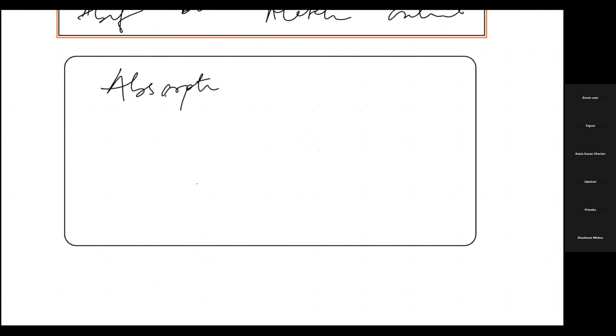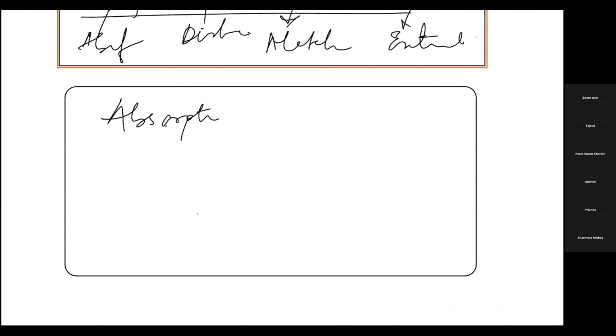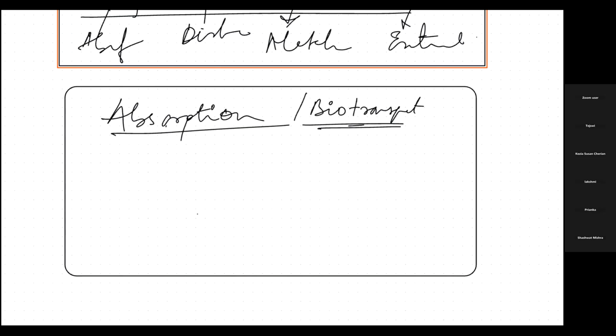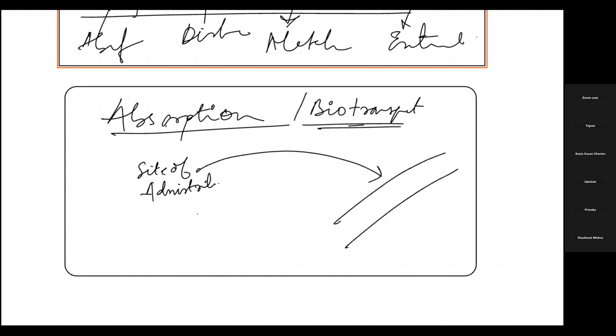Okay, so absorption. Now, what is absorption? We know it's nothing but biotransport. What is biotransport now? Let's suppose that this is the site of administration. Now, from this site, when the drug is taken into the bloodstream, then this is called absorption or biotransport.